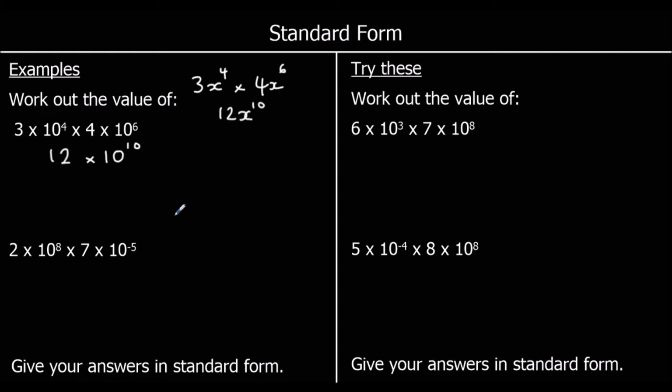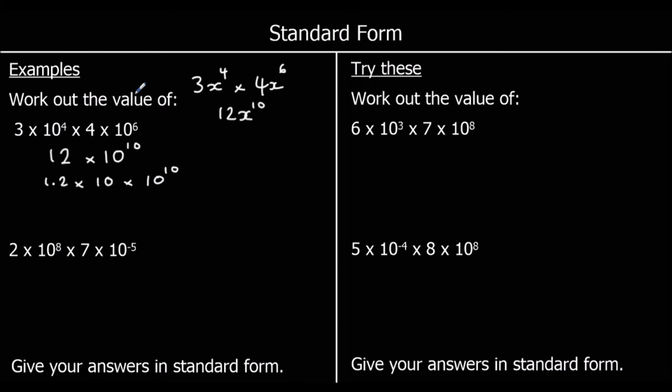Now, it's correct as a number, but it is not in standard form. Standard form has got to be a number between 1 and 10, and 12 is too big. So we need to make it between 1 and 10 to give our answer in standard form. So what we can do is we can change 12 into 1.2 times 10. So 12 is the same as 1.2 times 10, and that is times 10 to the power of 10 still.